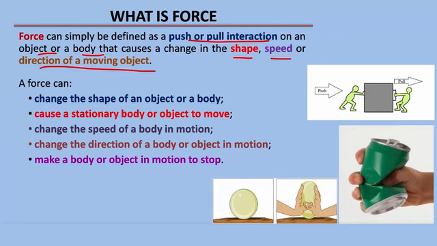There are different things a force can do. One, it can change the shape of an object. We can see a can that has been squeezed. When force is applied, the shape of the can changes. Or a balloon, as we saw earlier on, when it is pressed, it loses its original shape and is now shaped in this form.